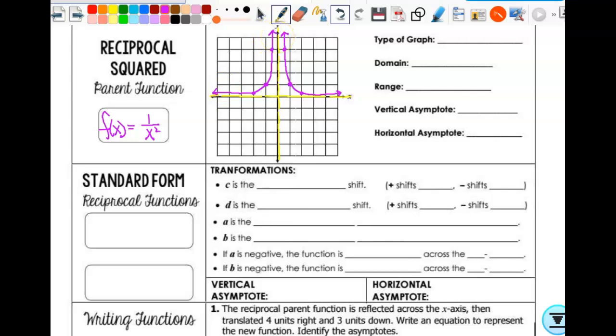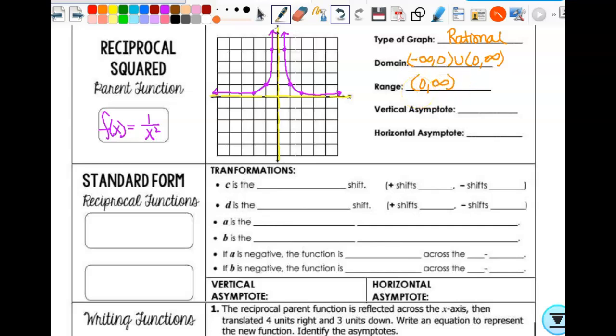It has the same basic shape as the reciprocal function, but it changes faster because it's being squared. And also all of your y values are positive because we squared it, so it kind of reflected that one piece up. The type of graph here is still, again, a rational function. My domain is the same as it was for the other one, -infinity to 0, and then 0 to infinity. Where does the range start? 0, so we go from 0 to infinity.